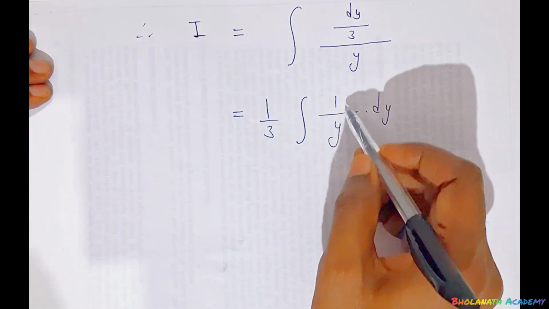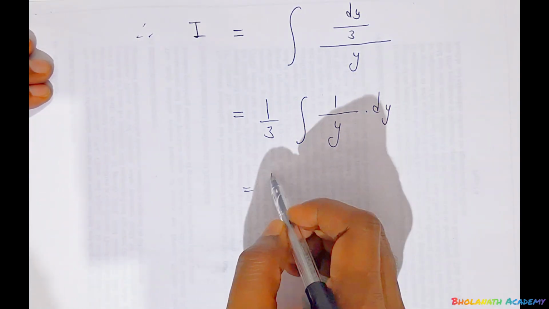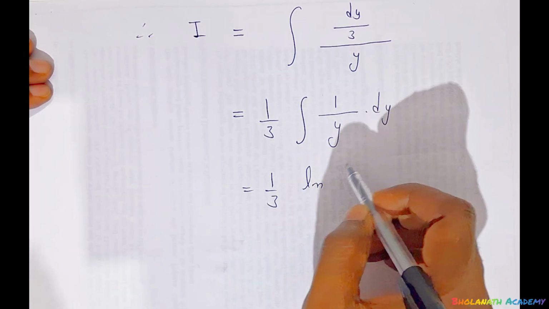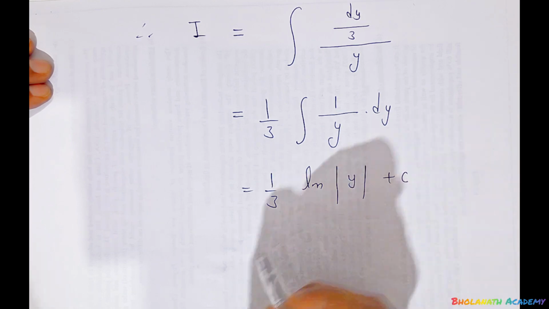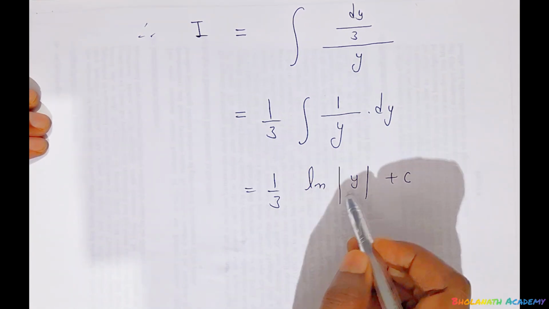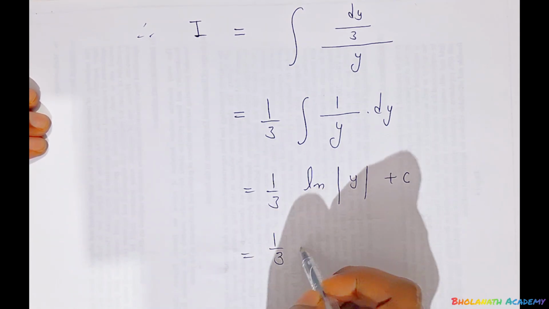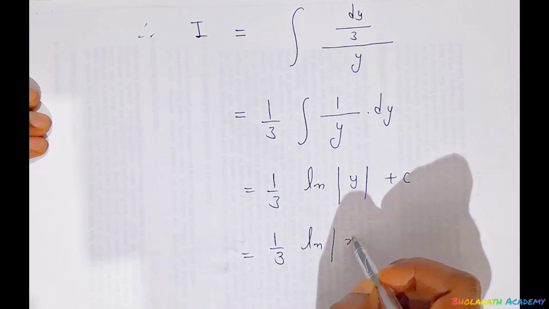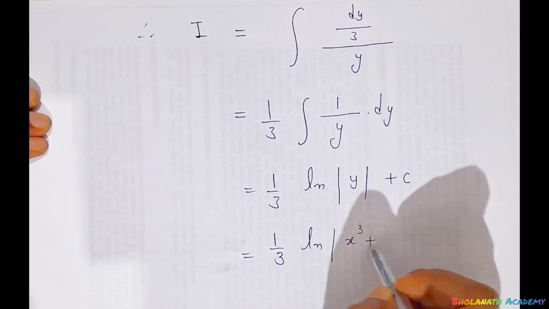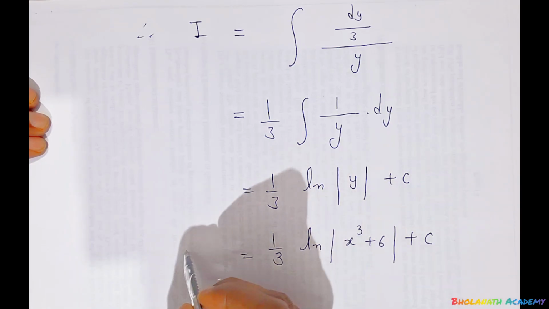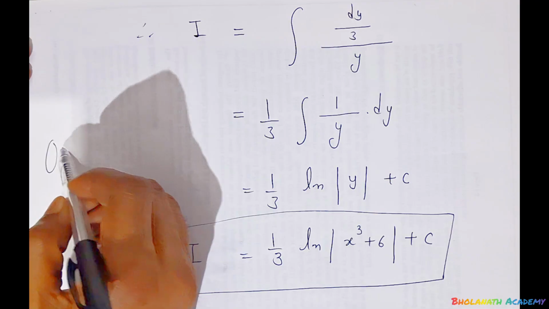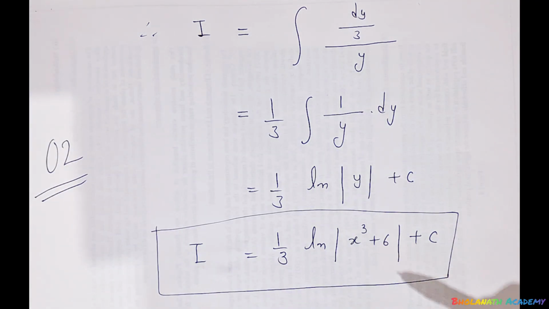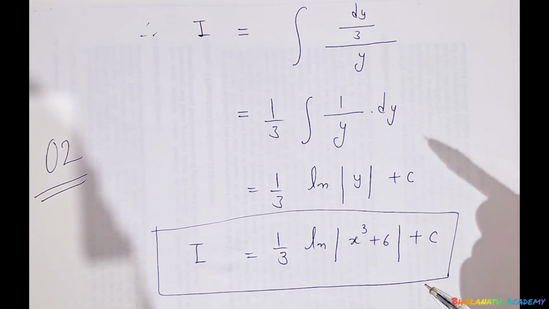Now you have to integrate 1 upon y, so it becomes ln of y plus c. Now what is the value of y? That is from 1, x cube plus 6. So the answer will be 1 upon 3 ln of x cube plus 6 plus c. In the board examination, for 2 marks, you have to do it like this. Very simple. In board examination you have to represent the answer this way. It is very important from the examination point of view.